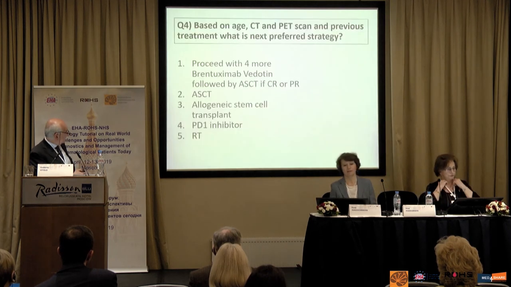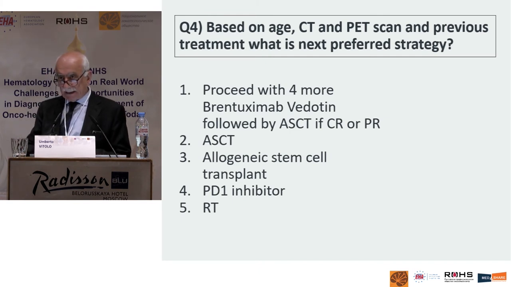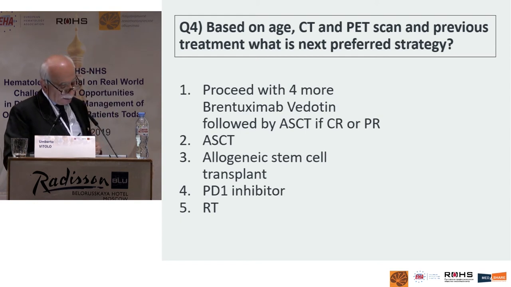And so how to proceed now? We have a patient who has failed salvage chemotherapy and failed brentuximab vedotin. How can we treat this patient? Continue with more than four doses of brentuximab vedotin, followed by autologous stem cell transplant in case of response; directly proceed to autologous stem cell transplant; give an option of an allogeneic transplant, a PD-1 inhibitor, or radiotherapy to this site. Give your option.